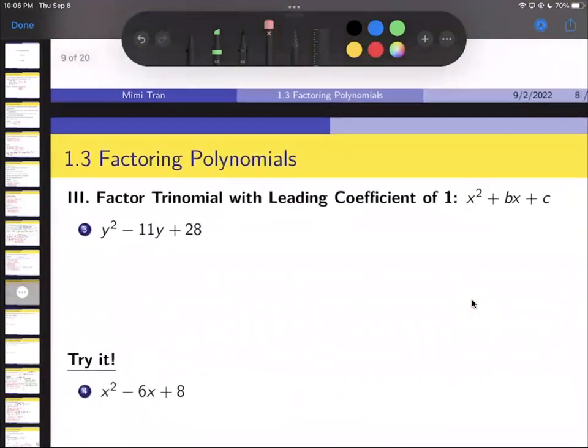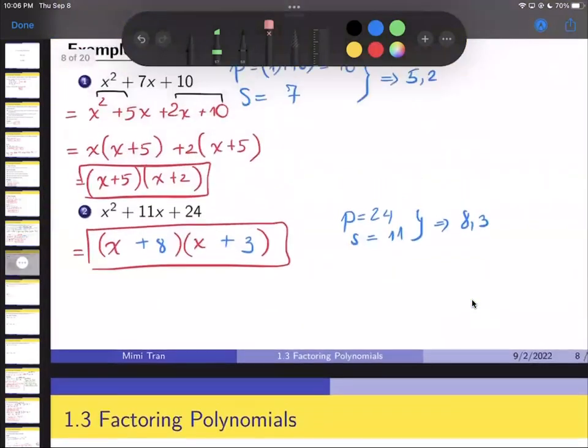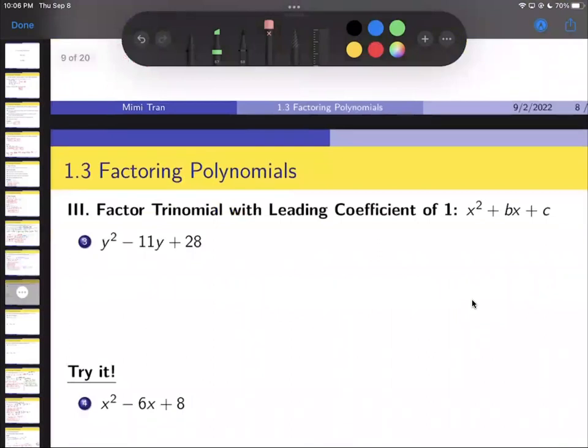All right, y squared minus 11y plus 28. So we're going to do the guess and check method. Like I said, it's popular for this kind of problem when the leading coefficient is 1. So y and y, because y times y is y squared. I need two numbers whose product is 28 and whose sum is negative 11.